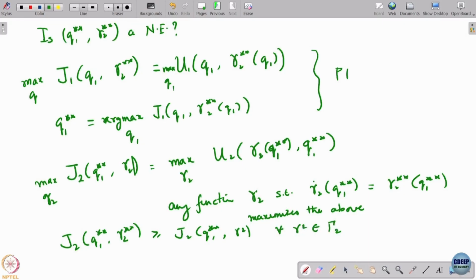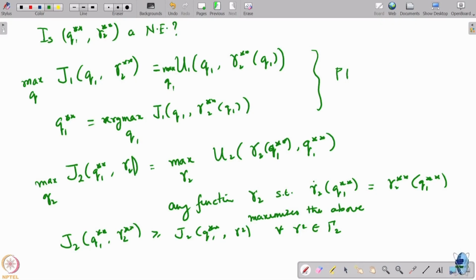Okay. So, you see there is a bit of degeneracy that has come up here: after having played q1 star star, player 2 could have actually responded with any function. After player 1 has played q1 star star, player 2 could have responded with any function. So, keep this in mind, we will come back to this again.